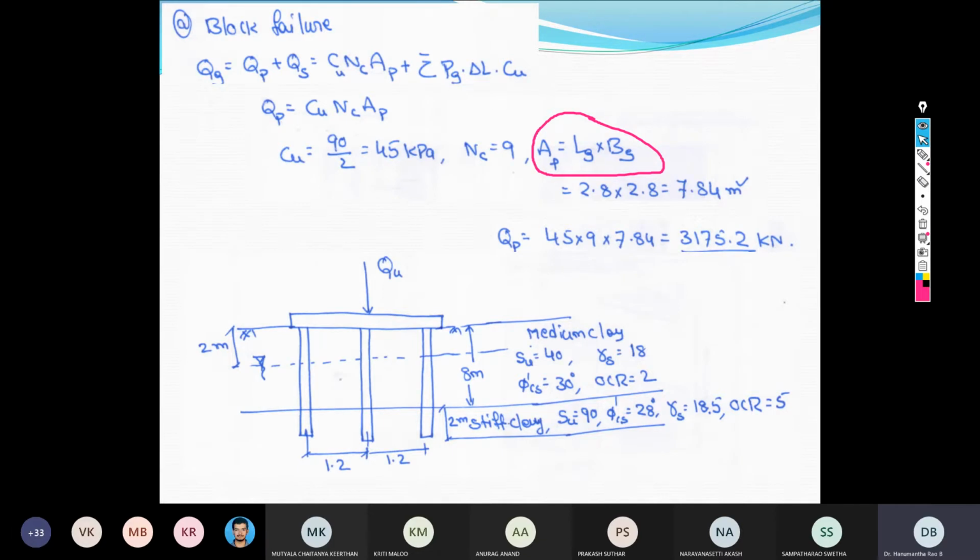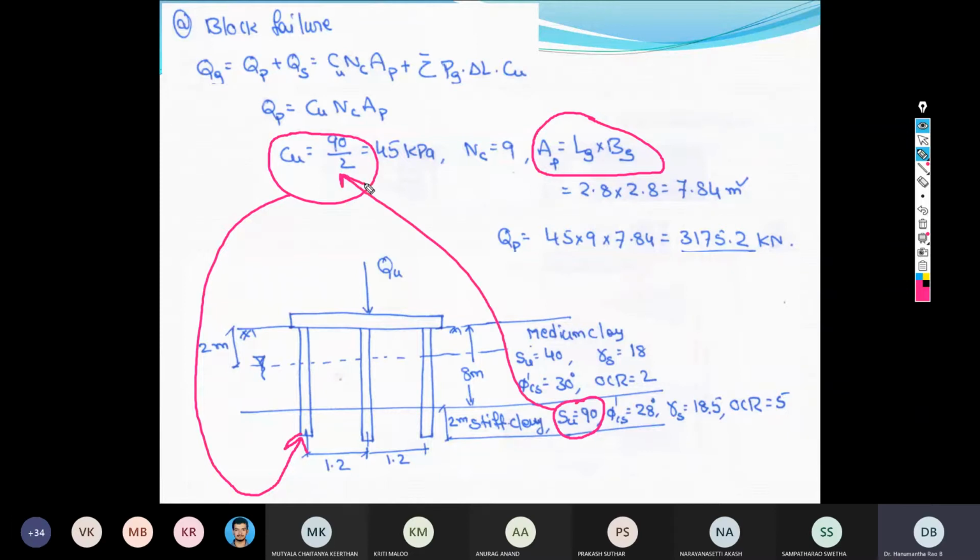Okay, so note down this one. Qp is equal to Cu Nc into Ap. Here again, the big question is which value of the Cu shall be used. I will repeat. Since you are calculating the pile point bearing capacity, the Cu corresponding to the soil layer where the tip of the pile is resting. Here the pile tip is resting in stiff clay. Therefore the strength corresponding to that layer only shall be used for the calculation of point bearing capacity.